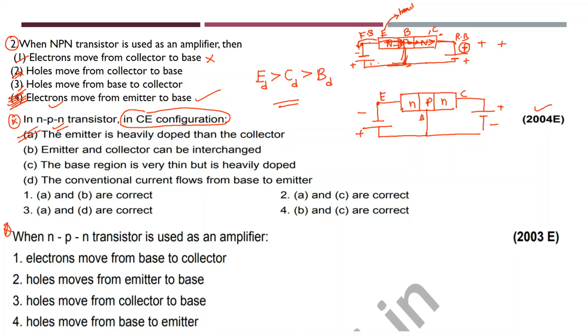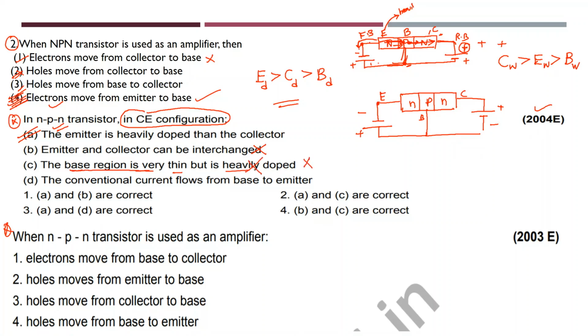Next, what is the next option? Emitter and collector can be interchanged. No, they can't be interchanged with each other. What is the third option? The base region is very thin but heavily doped. Base region is very thin, okay, right. We know that width of collector is very large when compared to width of emitter, and width of emitter is very large when compared to width of the base. So base region is very thin, but it is not heavily doped. So this option is also wrong.